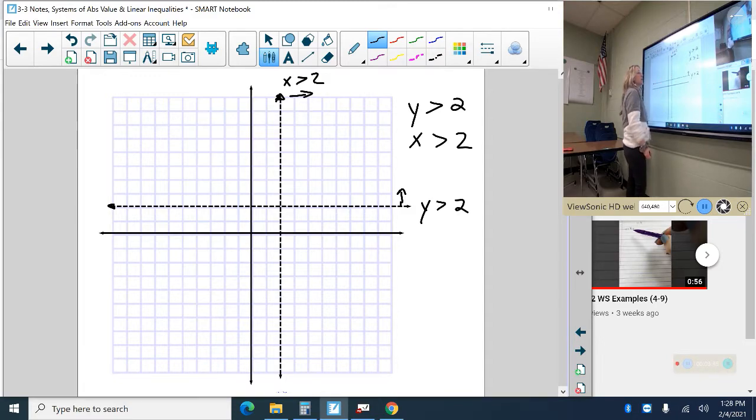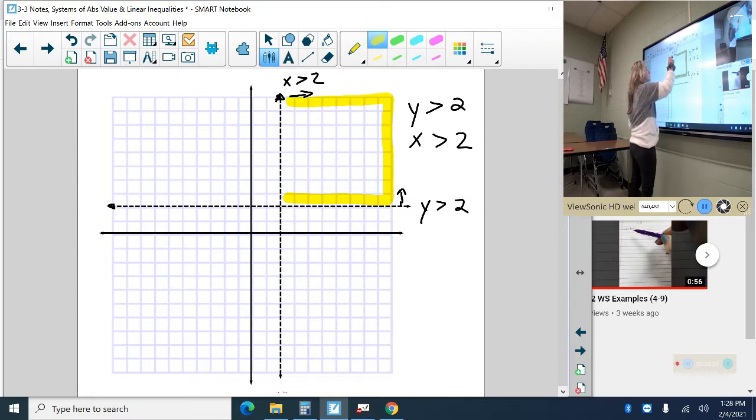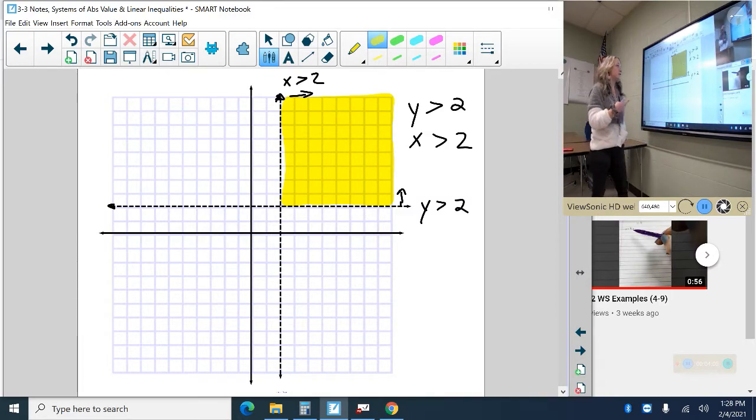I would shade this way. Well, where would I shade up and to the right? Yes, right here in this area. So this would be the solution to the system of inequalities. It's where the two shadings would overlap if I were to shade both of those inequalities. Where would they both be shaded? It would be right here. Okay, let's try another one.